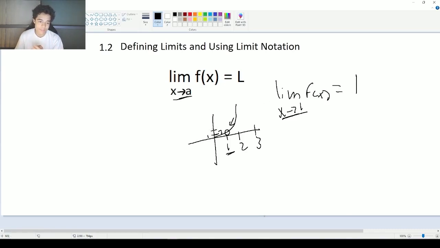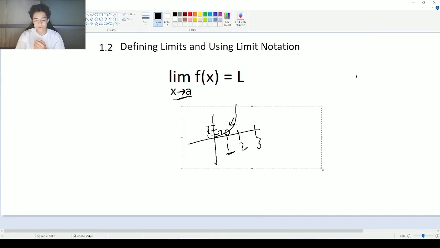If this is 2 and this is 3, and we look at the limit as x approaches 2 of f of x for this function, if you look up from 2, the line is approaching 3. So it would equal 3. I mean, that's just it. You just look at where the line is at that x value.